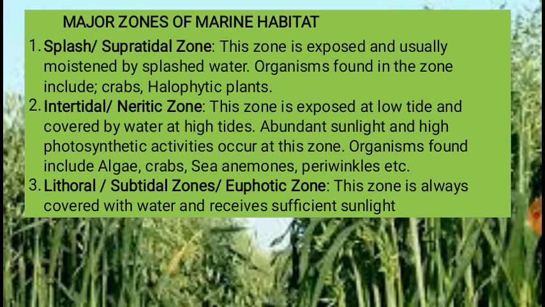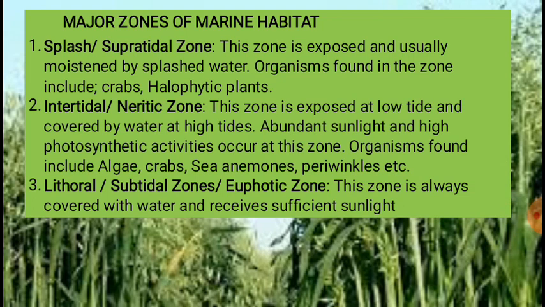Then we go to major zones of marine habitat. We have 6 major zones of marine habitat. Number 1, we have the splash or supratidal zone. This zone is exposed and usually moistened by splashed water. Organisms found in this zone include crabs and halophytic plants.